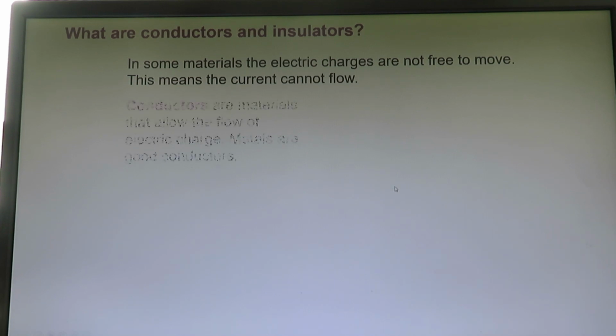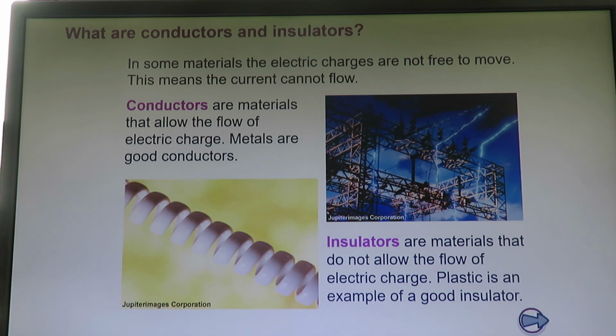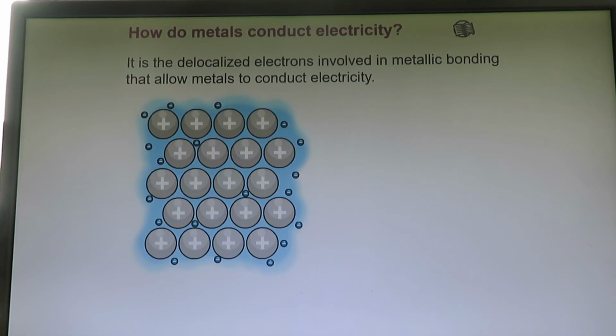Now, not all materials will allow electricity through them. So some materials will. Those are called conductors. Metals are particularly good at conducting. And if they don't let electricity through, then they're called insulators. And plastic is a really good example of an insulator. That's why on electric cables, the metal on the inside is designed to let the electricity flow through it, whereas the outside is covered in plastic so that you don't get an electric shock off the wires.